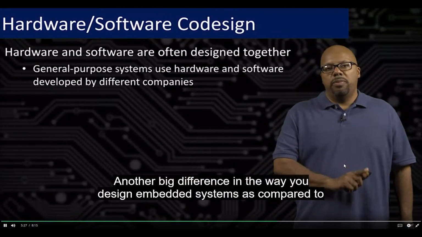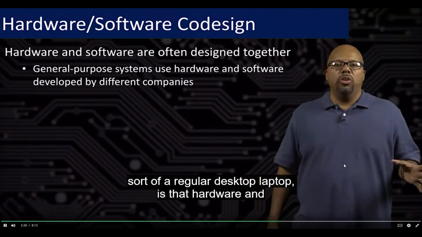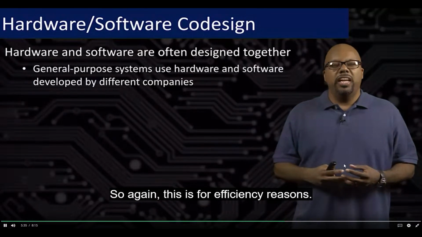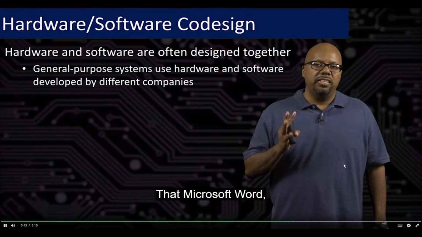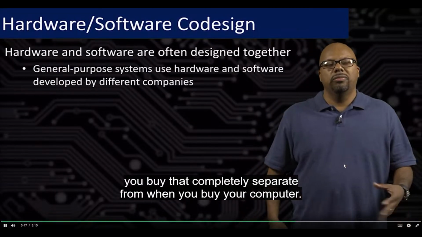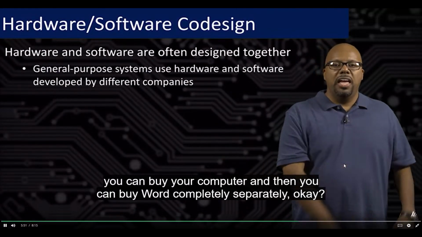Another big difference in the way you design embedded systems, compared to a regular desktop or laptop, is that hardware and software are usually designed together. Again, this is for efficiency reasons. But if you want to buy Microsoft Word or some typical desktop software, you buy that completely separate from when you buy a computer. Actually, maybe your computer comes with Word, but you can buy your computer and then buy Word completely separately.